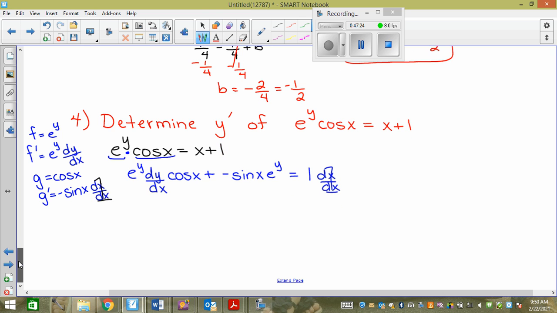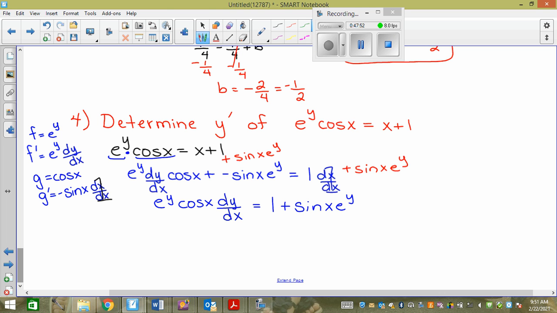Okay? So, the first thing I'm going to do is add the sine x e to the y over. I like writing the dy over dx at the end. So I'm going to add this over. I get 1 plus sine x e to the y. And then all I have to do is divide this over.